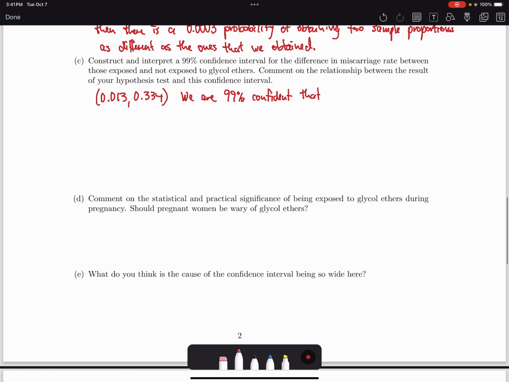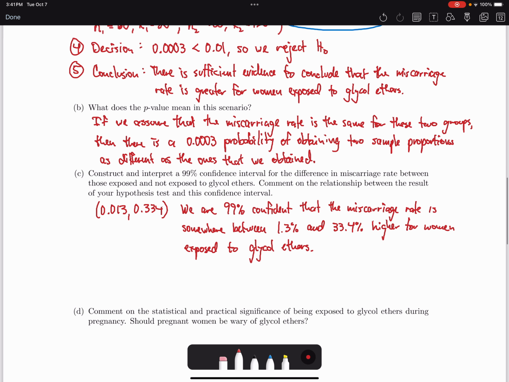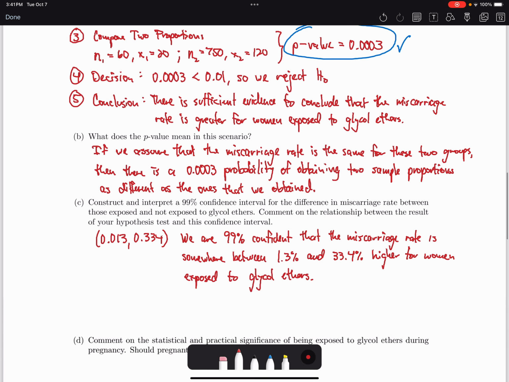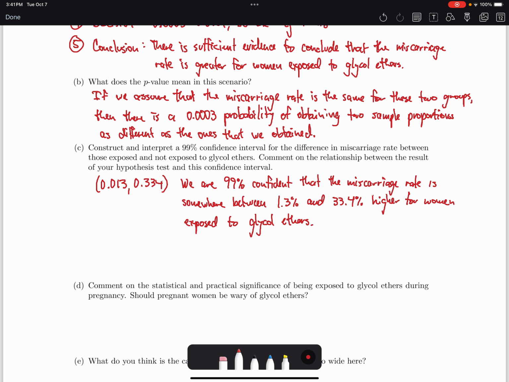Okay, so the hypothesis test answered the question, is there a difference in the miscarriage rates? And the answer was yes. There's a difference in these two groups. The confidence interval is telling us how big that difference is. And what we're saying is that the difference is somewhere between 1.3% and 33.4%. That's actually quite a large gap. That's a very wide confidence interval. And we'll talk about why that is in a second.